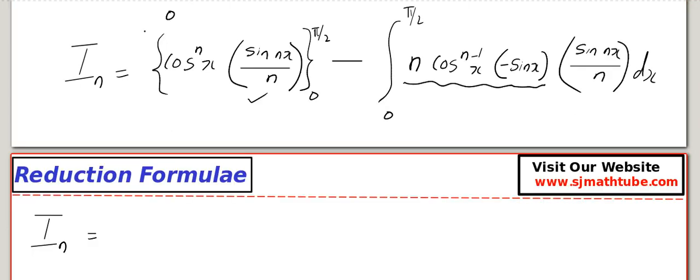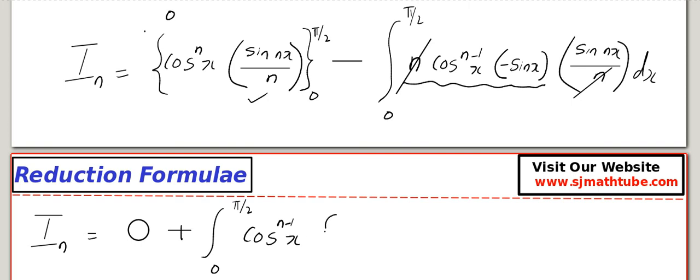Now can you please plug in the upper limit? What is cos 90? 0. Sin 0, 0. So that part will vanish. Now I can see that these two get cancelled, and minus will be plus. So 0 to pi by 2 cos to the power n minus 1 x sin nx sin x.